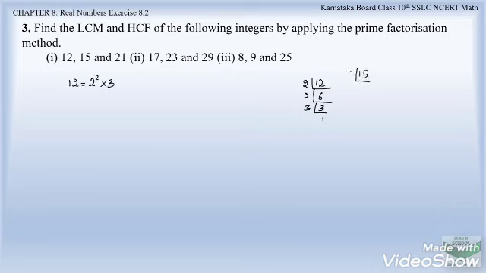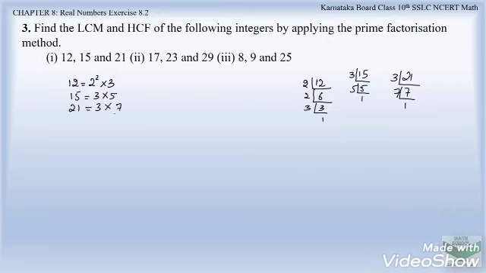Factorizing number 15. It is not possible with number 2, so we have to go with the next prime factor, that is 3. 3 fives are 15 and 5 ones are 5. So writing down the factors in the product form for 15, that is 3 into 5. Again let us factorize the number 21. It is not possible with 2. Let us start with 3. 3 sevens are 21 and 7 ones are 7. So writing down the factors for 21, that is 3 into 7.